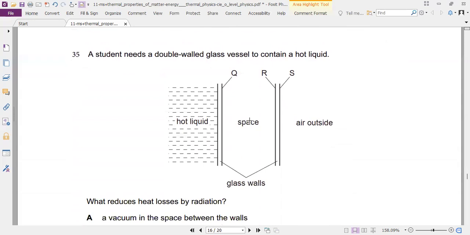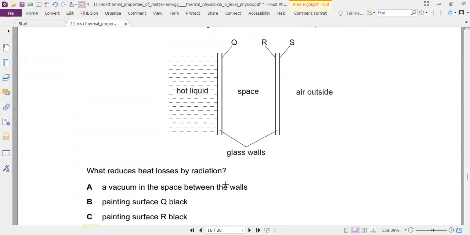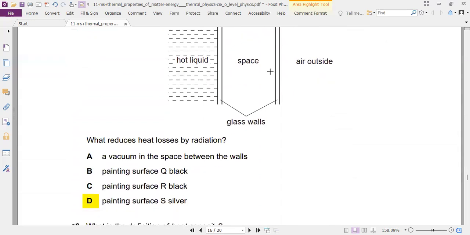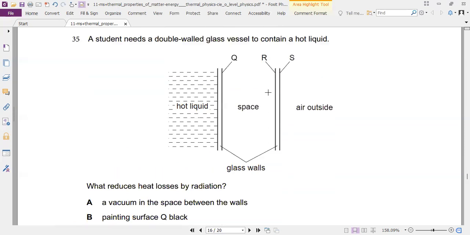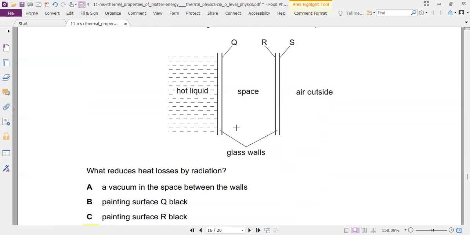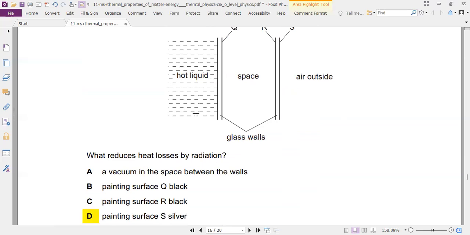Hot liquid, same thing as the silver side: it reflects heat back, so the hot liquid remains hot. So heat doesn't only mean hot, it can be cold as well. The cold coming from outside will be reflected, and the hot liquid will remain hot.